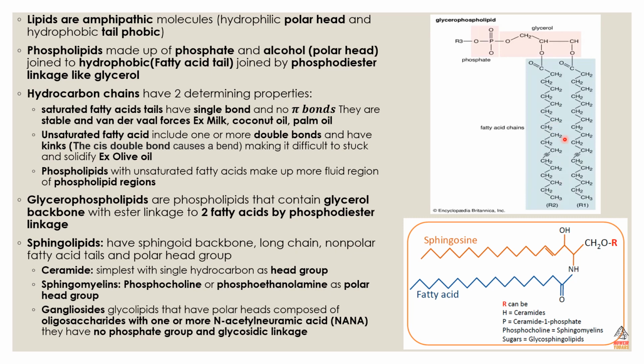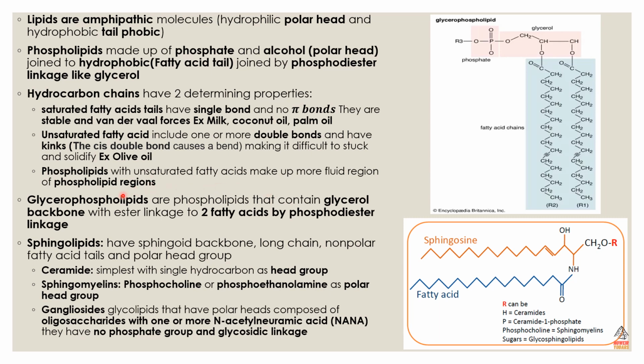So here you see how they're single bonded, but with the unsaturated fatty acid they include double bonds and they have kinks. What is meant by a kink is a double bond that causes a bend in the structure, and it makes it difficult to stack and solidify. An example of an unsaturated fatty acid is olive oil. And phospholipids with unsaturated fatty acids make up the more fluid region of the membrane.